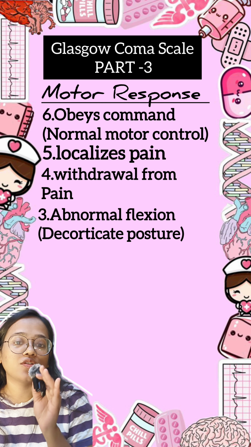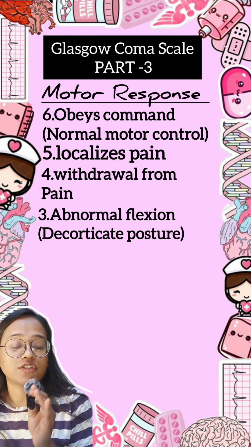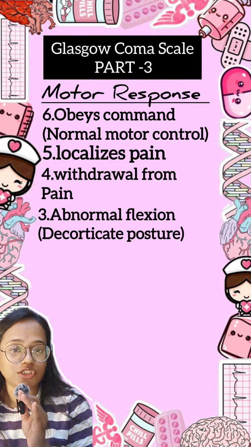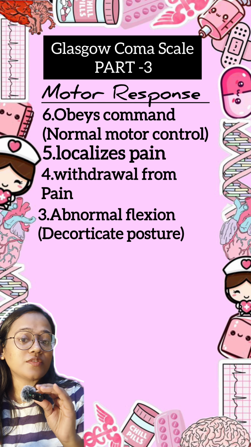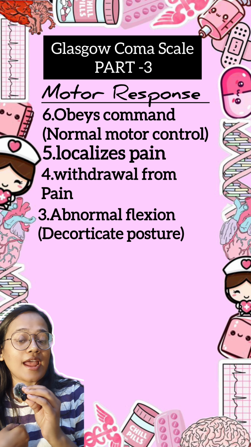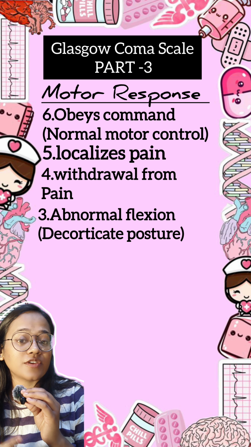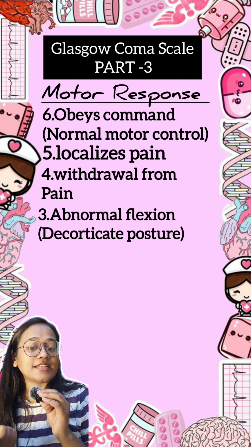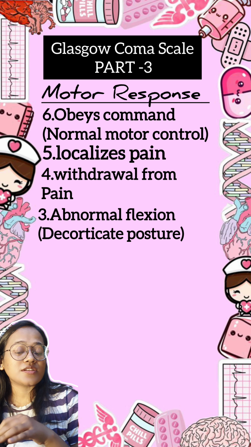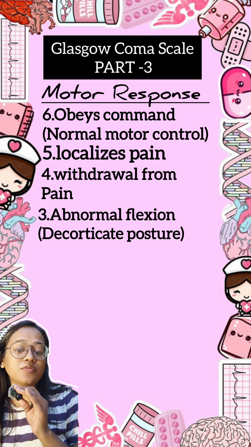Coming to score 3. Score 3 is for abnormal flexion, which is also known as decorticate posture. This decorticate posture means the patient will flex their arms towards the chest, the elbows will be flexed, and the wrist and fingers will bend inward with legs extended and rotated inward. This happens when there is a serious brain injury above the brainstem.